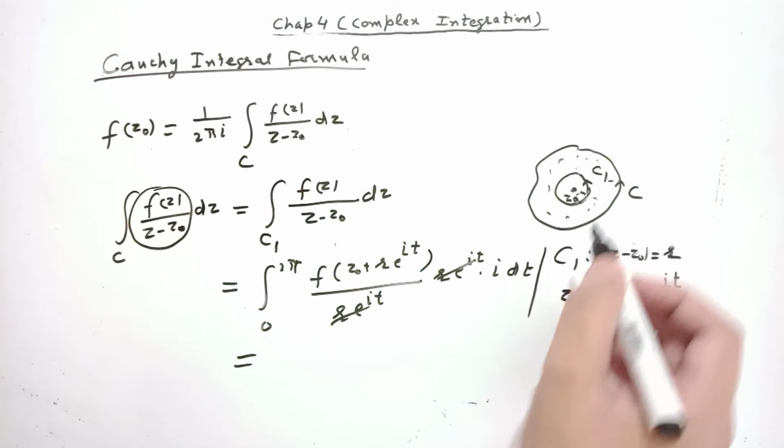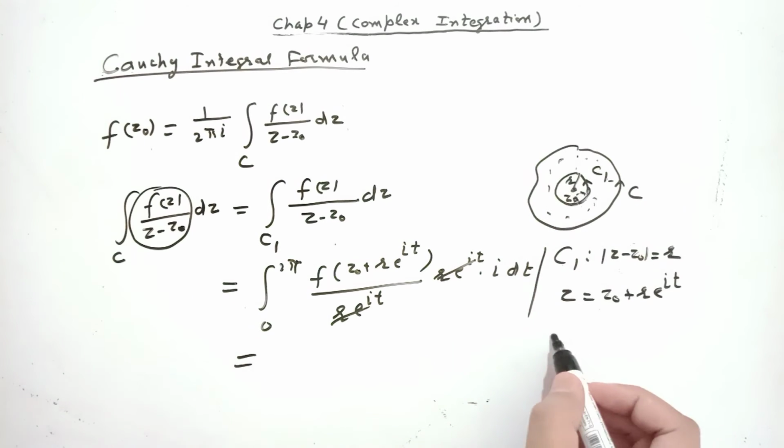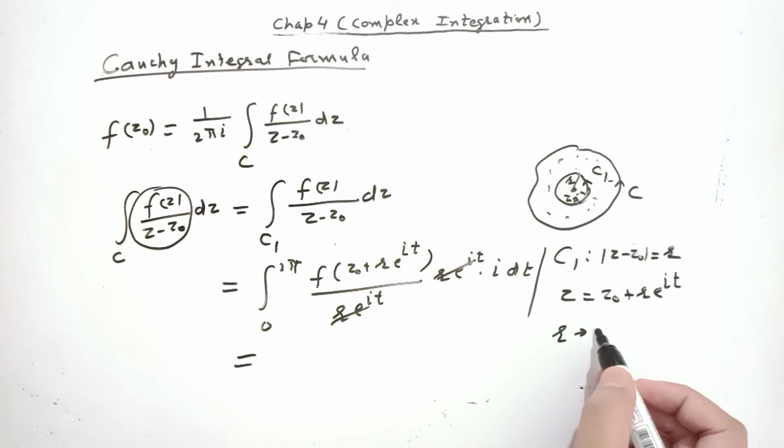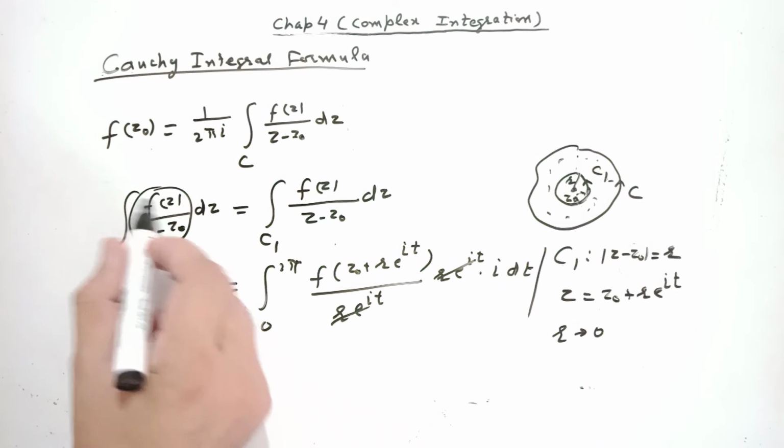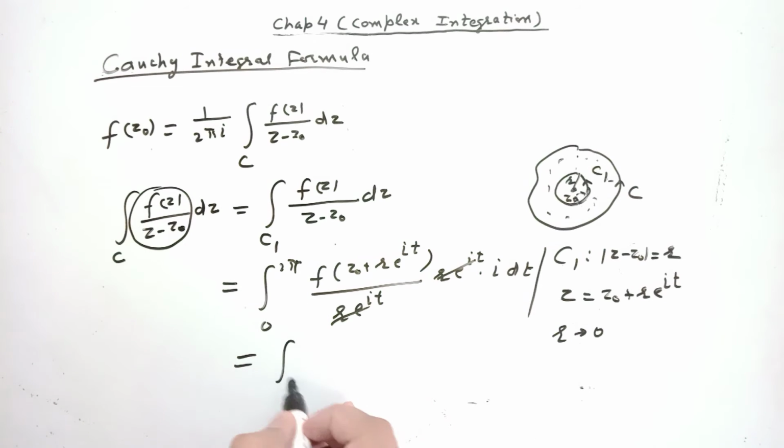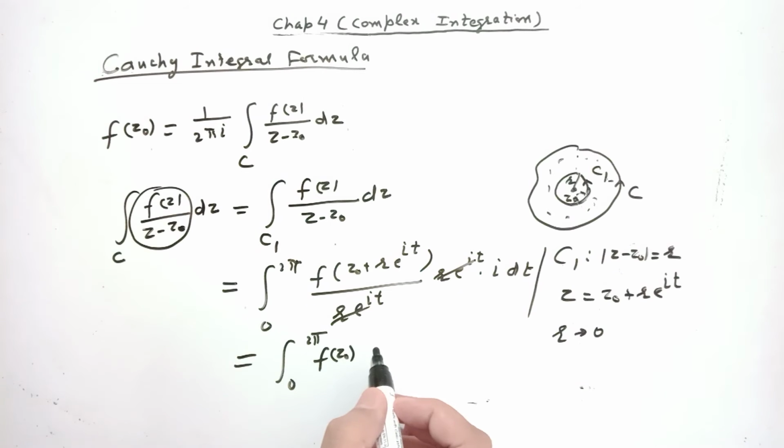Now because the radius of the circle is at our discretion, I can make r as small as we like. So making r approach 0 on both sides. On this side there is no r. What do you get? 0 to 2 pi, in the limit r going to 0, f(z0) into i dt. Now it is a constant, you can take it outside and apply the limits of integration. You get 2 pi i f(z0).